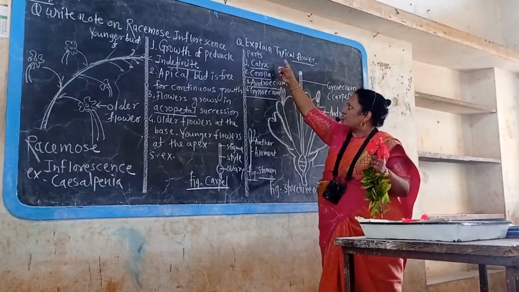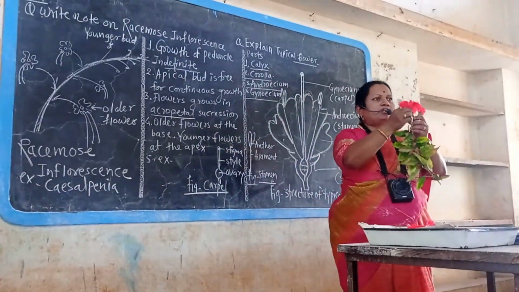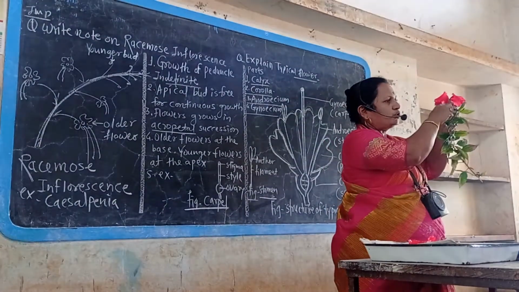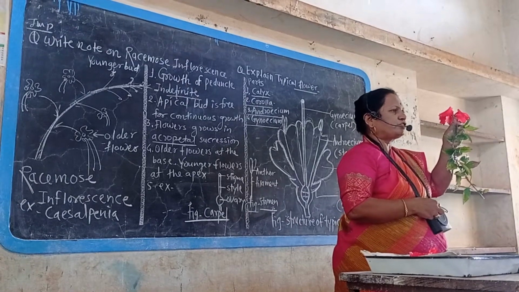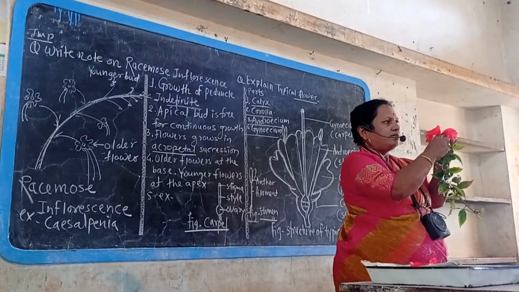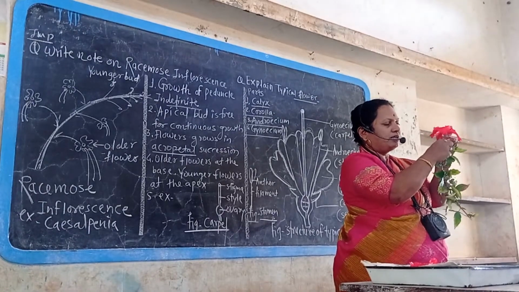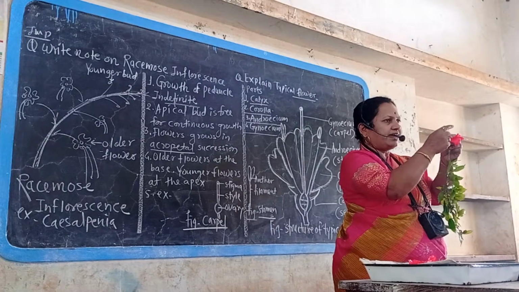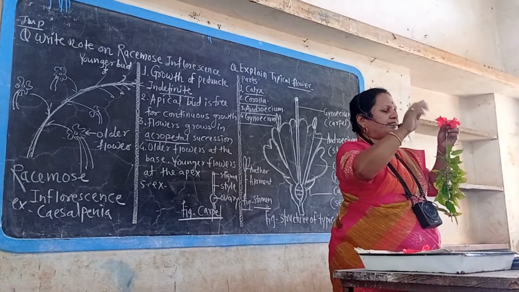is explain the structure of typical flower. What is the definition of flower? Flower is highly modified shoot specially developed for sexual reproduction. A single flower, if there is a typical flower, consists of calyx, corolla, androecium and gynoecium. These four whorls are there.